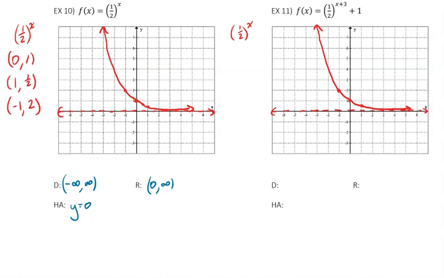This time, we have a couple different translations that we're going to be doing. We have a plus 3 that's with the x. So that means we're going to go left 3. And then we also have plus 1 on the end, which means we're going to go up 1. So for each of these points, we're going to go left 3 and up 1. Now for our asymptote, the left 3 doesn't do anything, but the up 1 does. So our asymptote is actually going to move up 1.